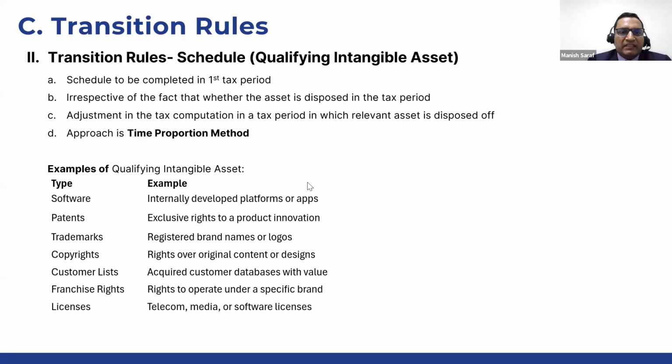And the method which is applicable for the taxability exclusion of that gain is the time proportion method. As we looked into for immovable property, a similar method has to be applied for qualifying intangible assets. It is only the time proportion method which is applicable to the qualifying intangible asset. Valuation method is not applicable.